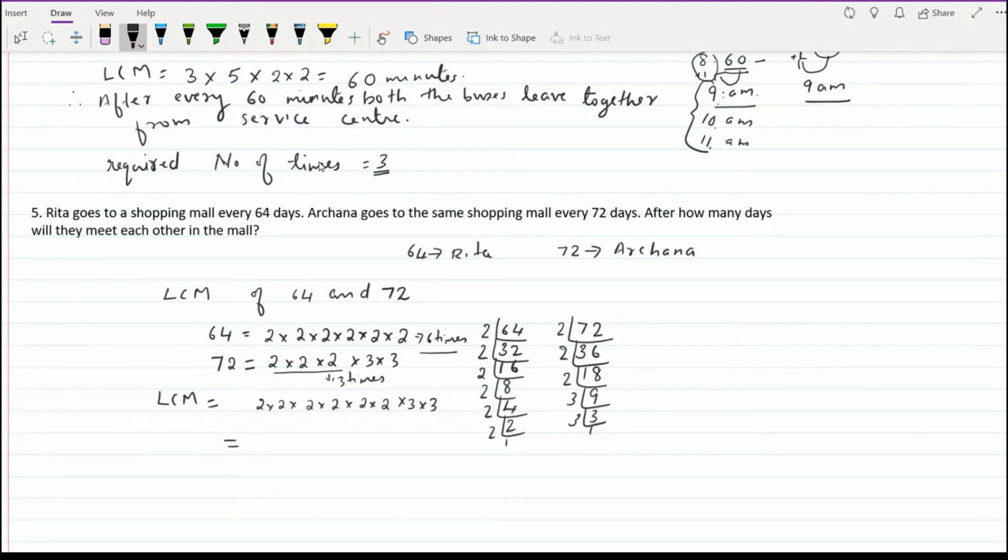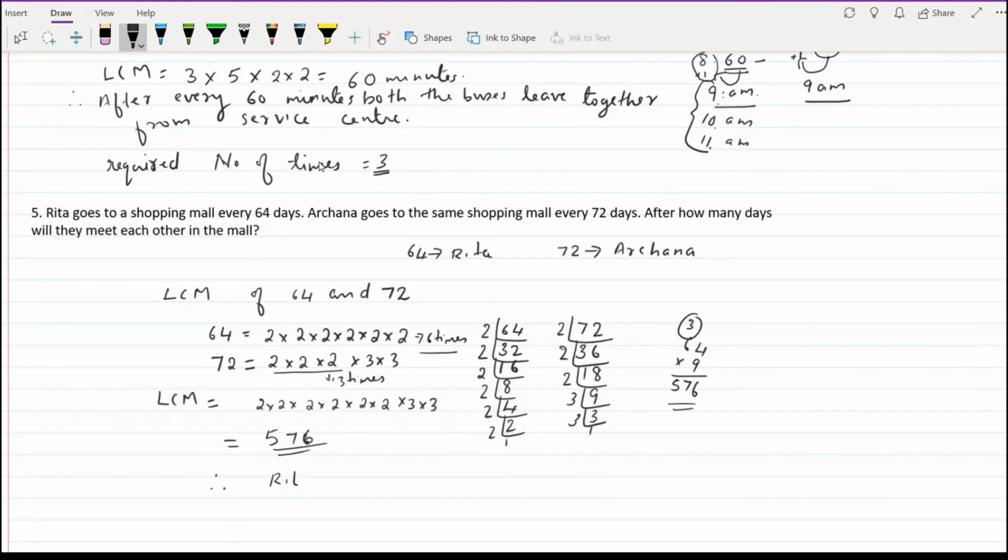Now we can go through: 2 twos are 4, 4 twos are 8, 8 twos are 16, 16 twos are 32, 32 twos are 64. Then 64 into 9. So we multiply 64 and 9. 9 fours are 36, 3 carry, 9 sixes are 54 plus 3 is 57. So our answer is 576. How to write the statement? Therefore, we can write the last statement.